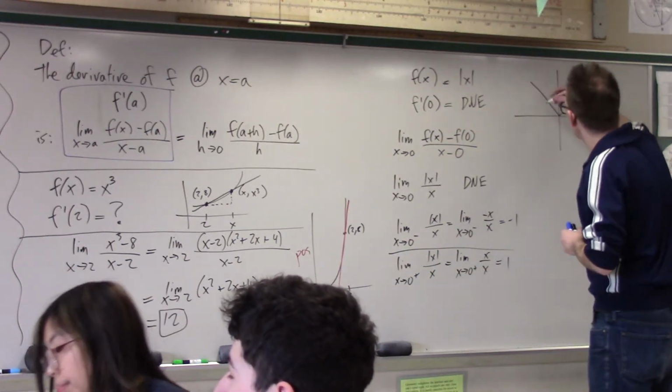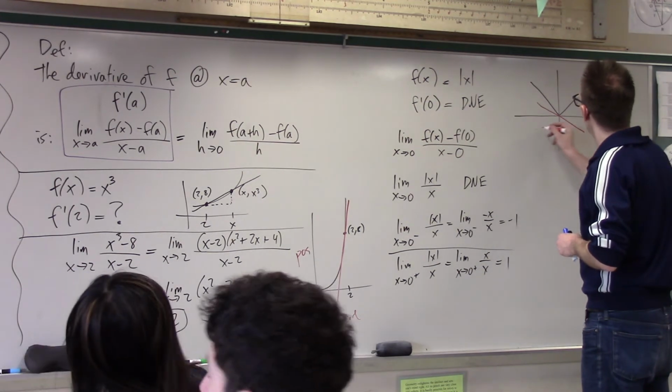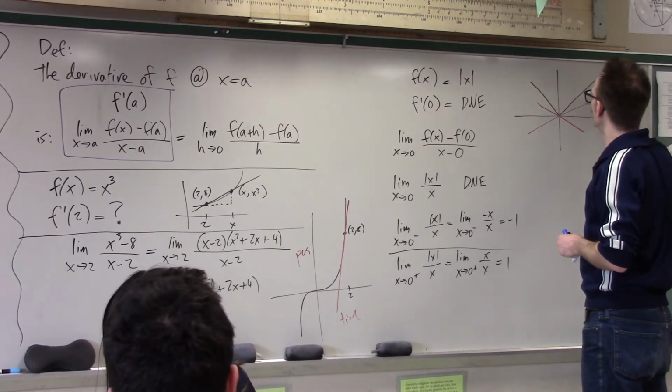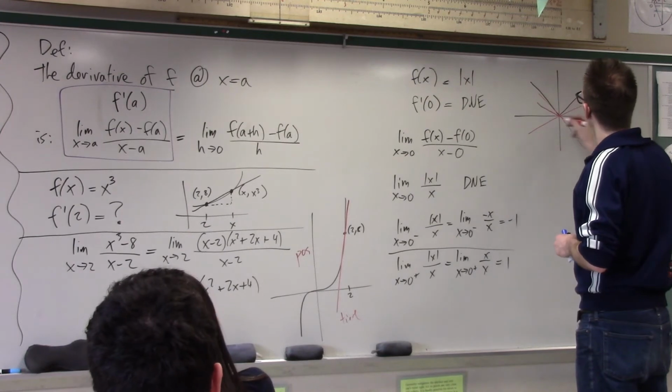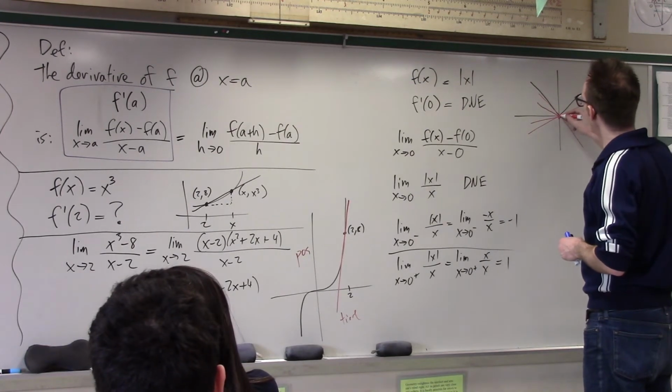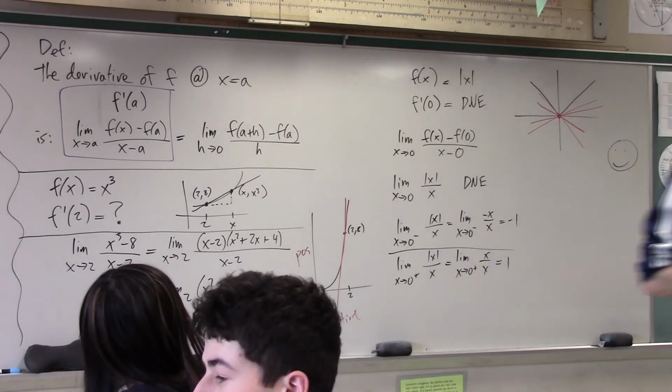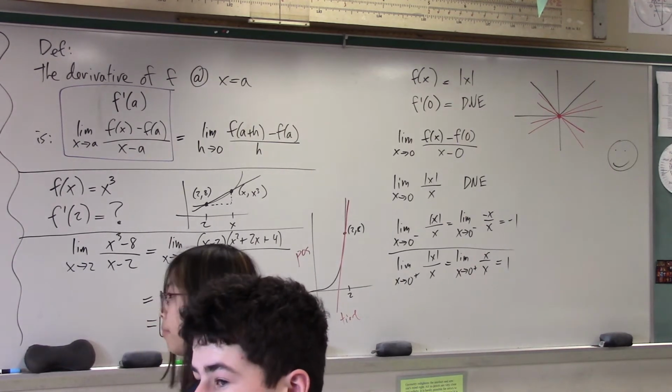And those of you who immediately reacted with sort of horror, what was the source of your horror? There's a lot of them. There's no tangent line to this curve, or there's an infinite number of them, or something like that. Okay, more on this later.